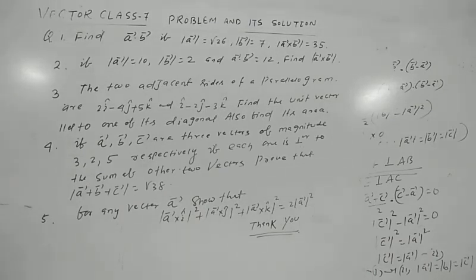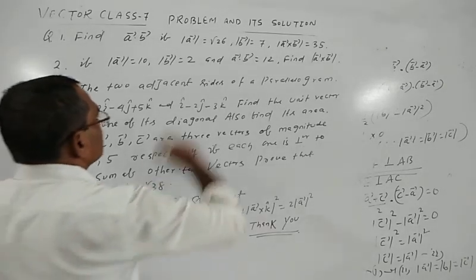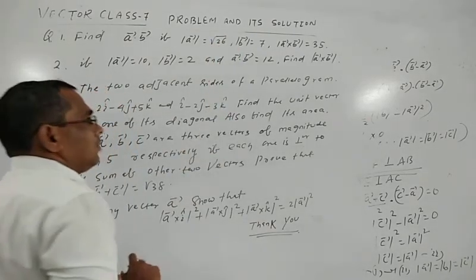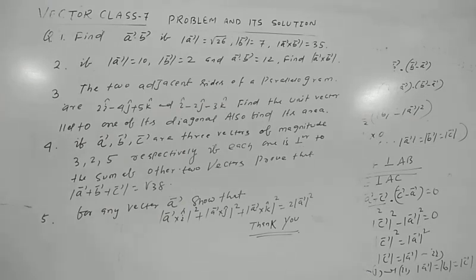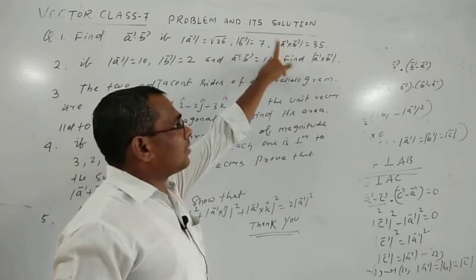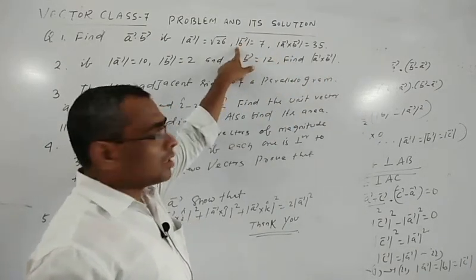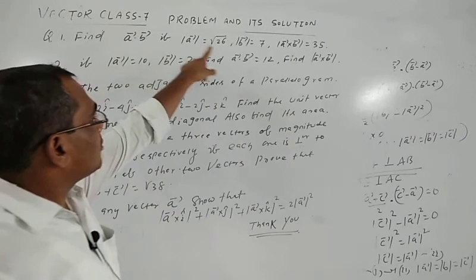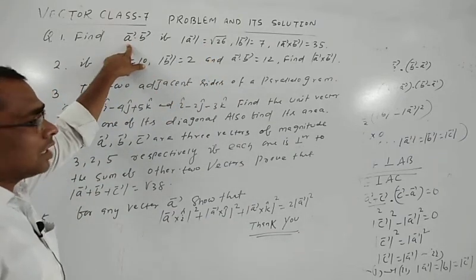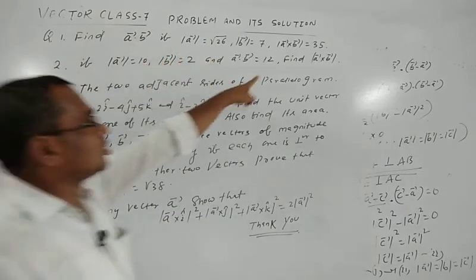So number 1, find A vector dot B vector, if A vector magnitude is equal to root 26, and B vector magnitude is equal to 7. A vector cross B vector magnitude is 35. What is A vector dot B vector? So first you have to calculate this one.